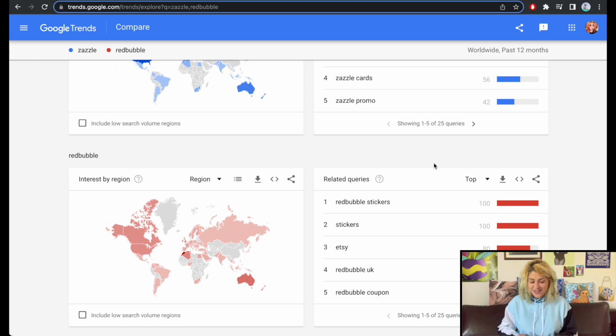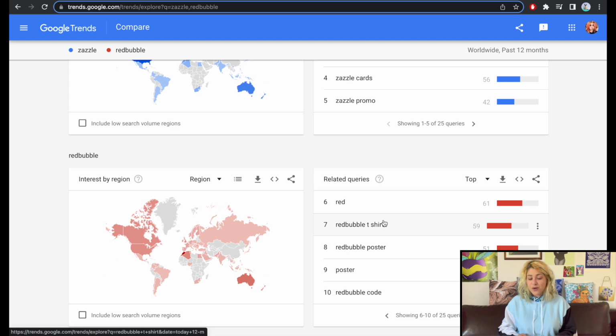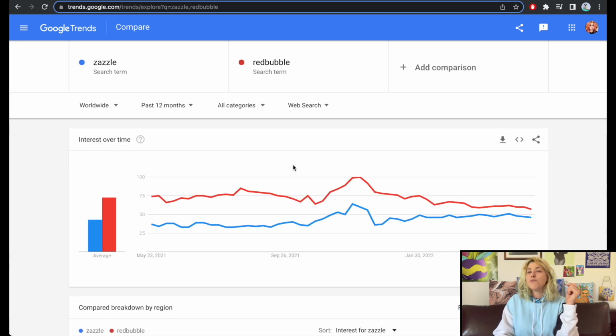Invitations and stickers with a bit more of, you know, UK, Etsy, stickers, coupon. We also have RedBubble t-shirt, poster. That's interesting. RedBubble code, sticker, shirts, and pretty much stickers, shirts, and a little bit of posters. RedBubble design, RedBubble Australia. We have here RedBubble Reddit, RedBubble t-shirts, RedBubble tags, and RedBubble reviews, which I'm pretty sure is mostly used by people who want to sell on RedBubble, not to buy. So even though RedBubble has more views than Zazzle, those views might be people wanting to sell, not people wanting to buy.